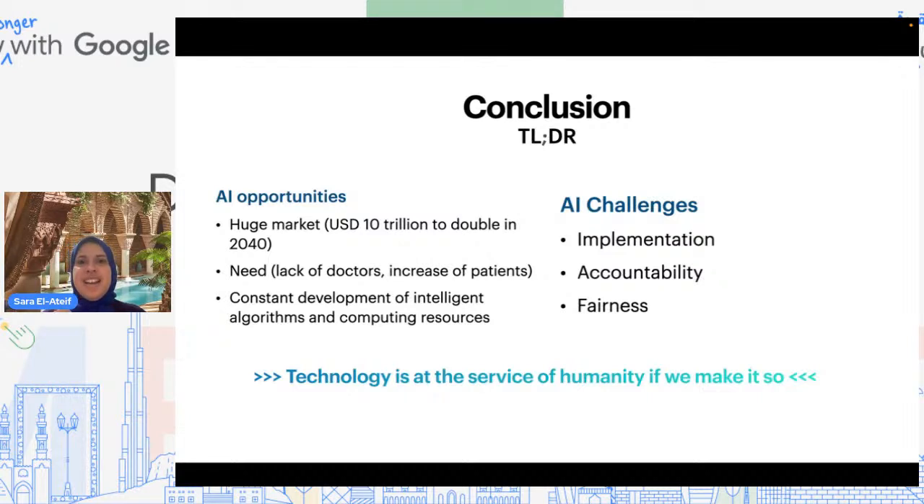That is why I say it again and again. Technology is at the service of humanity if we make it so. So if we can overcome the challenges that we have and develop AI tools that can help us overcome all the challenges, apart from the ones that relate to humans, we can do a lot of amazing things, save a lot of lives, improve our lifestyle, and obviously avoid things like cancer.